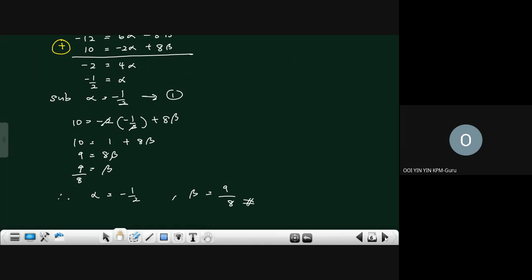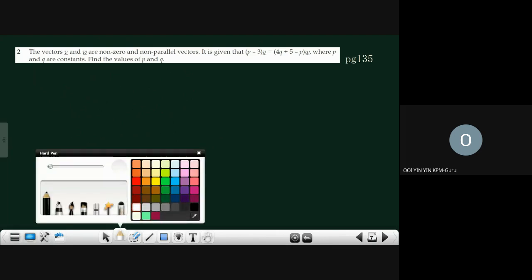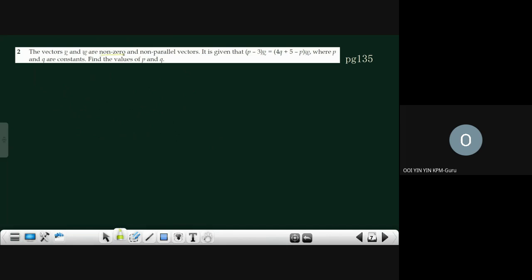Okay, next. Two more. Okay, this is the second last. The vectors v and w are non-zero and non-parallel vectors. Non-zero, non-parallel, wow, familiar. Given that (p minus 3)v and then w, where p and q are constants, find the value of p and q.